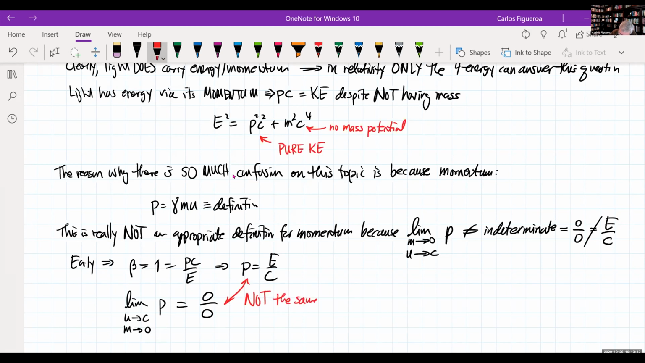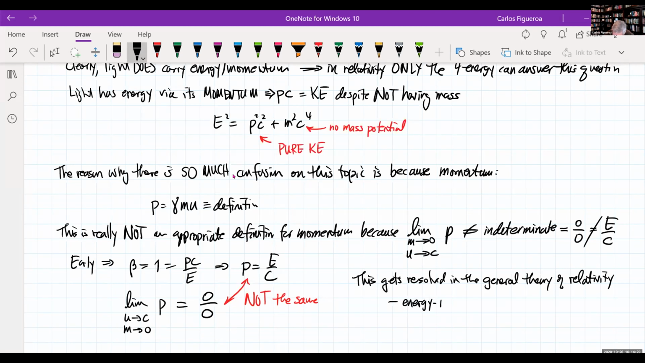Not the same. So that momentum definition is not a very good definition for momentum, and it causes a lot of problems. So this gets resolved in the general theory of relativity. What I mean by that is you deal with something called the energy momentum tensor, and when you deal with that, it actually solves all these problems. But it's beyond the scope of this course.